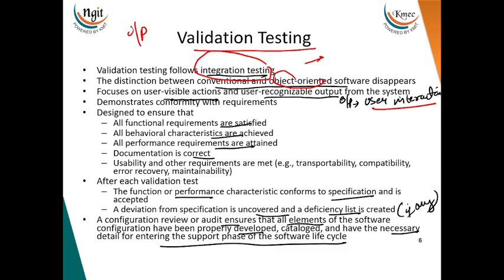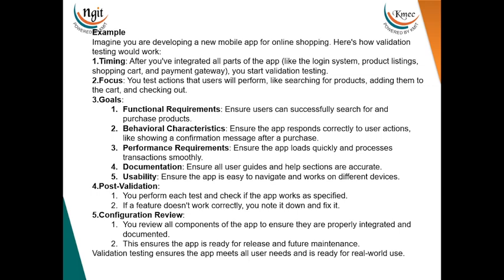Because we are checking the output, the system has to give you the output the user wants. If you are getting the required output, then all functional requirements are satisfied, all behavioral characteristics are achieved, performance requirements are attained, documentation is correct, and usability and other requirements such as transportability and compatibility are achieved. After each validation test, performance characteristics like acceptance testing and other things are defined. We are going to see all those in coming slides.